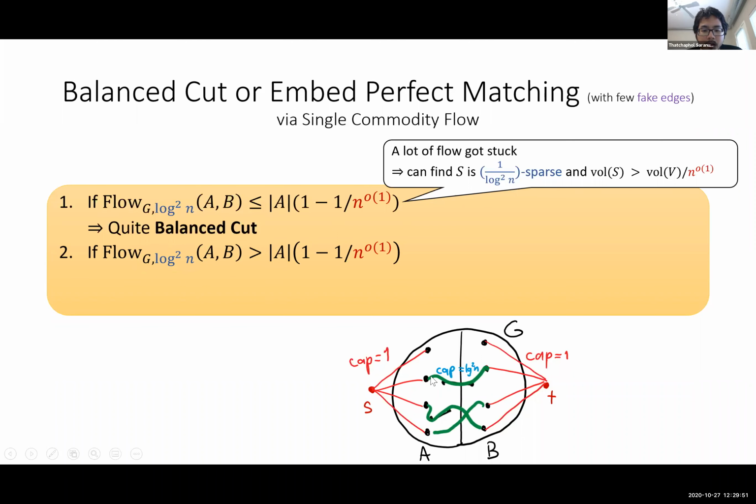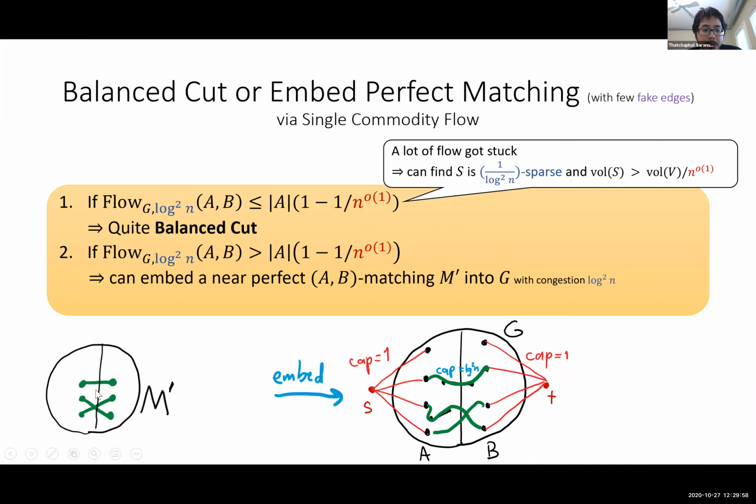So almost everyone in A can send to some guy in B. What does it mean? It means that you can embed a near perfect matching between A and B, call it M prime, into G with small congestion. The logic is just the same as before, but now because not all guys can send the flow, it's just a near perfect matching.